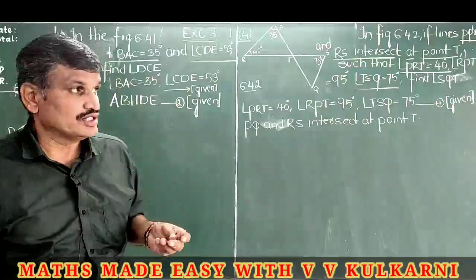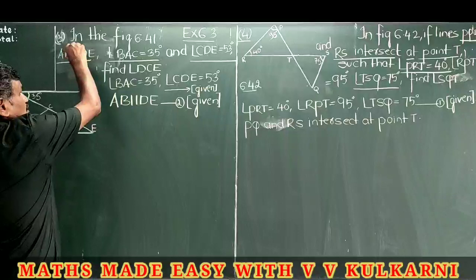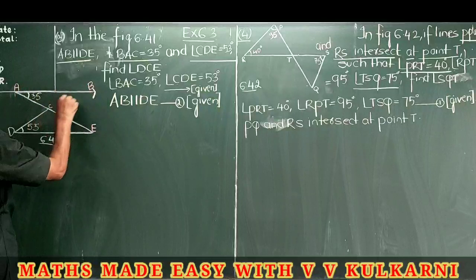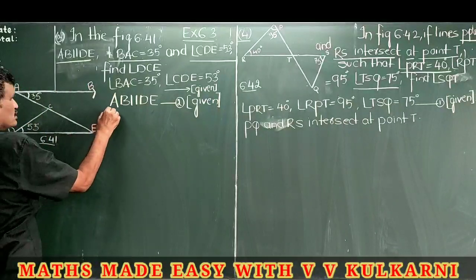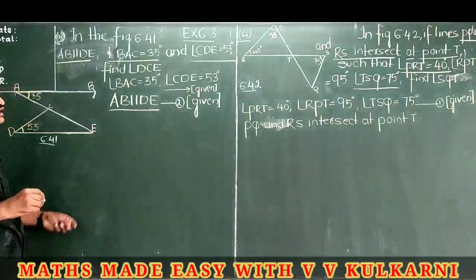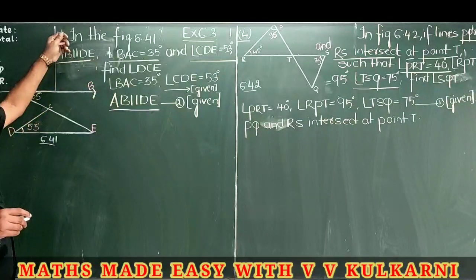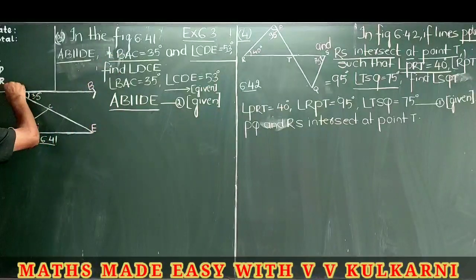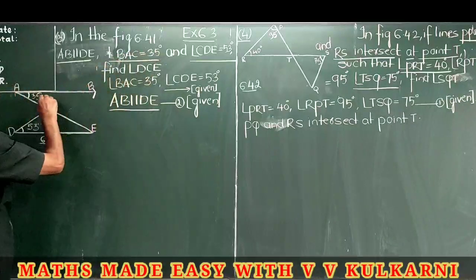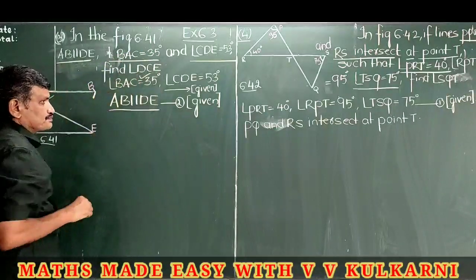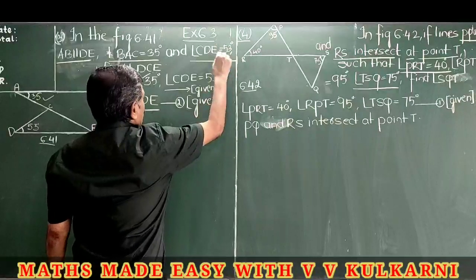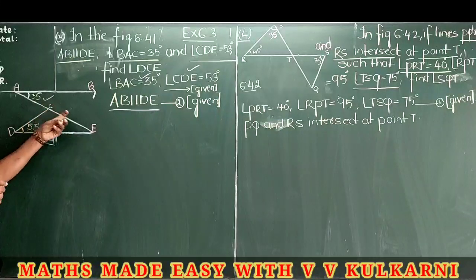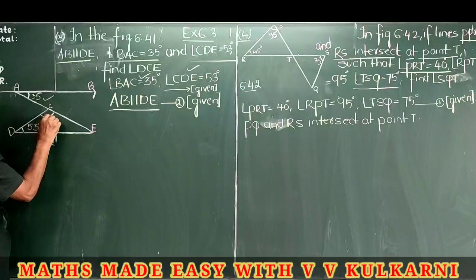For example, let me show you in this question, in figure 6.41, AB is parallel to DE. So this key point I have noted down. Whatever is given to me, I have noted down. AB is parallel to DE. Second thing that is given to me is angle BAC is 35 degrees. That also I have noted down. Angle CDE is equal to 53 degrees. That also I have noted down. Now what I want is angle DCE.